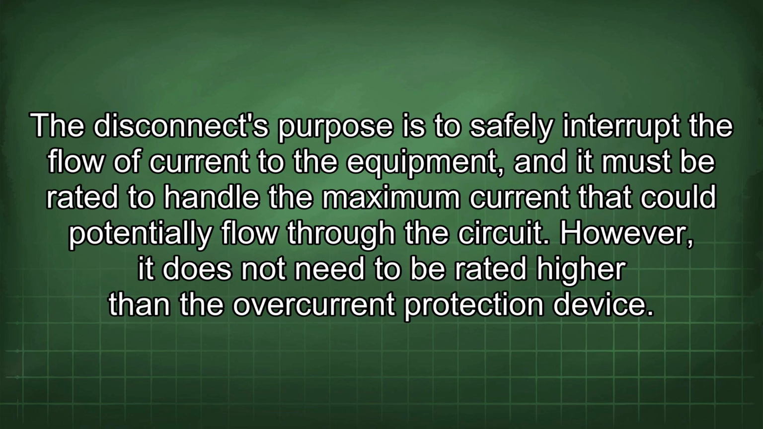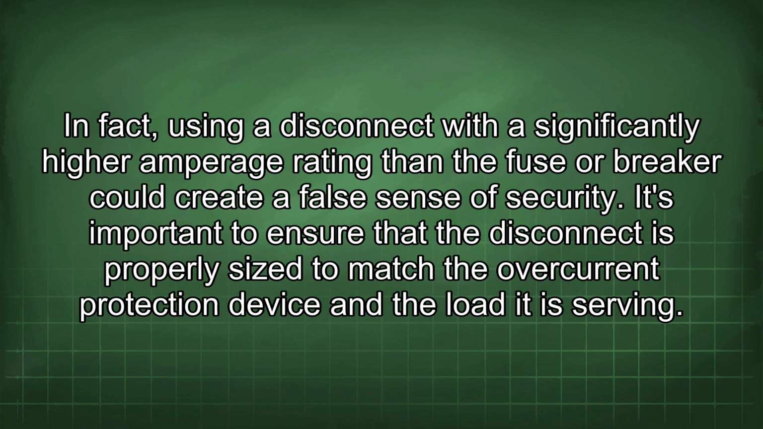The disconnect's purpose is to safely interrupt the flow of current to the equipment, and it must be rated to handle the maximum current that could potentially flow through the circuit. However, it does not need to be rated higher than the overcurrent protection device. In fact, using a disconnect with a significantly higher amperage rating than the fuse or breaker could create a false sense of security. It's important to ensure that the disconnect is properly sized to match the overcurrent protection device and the load it is serving.